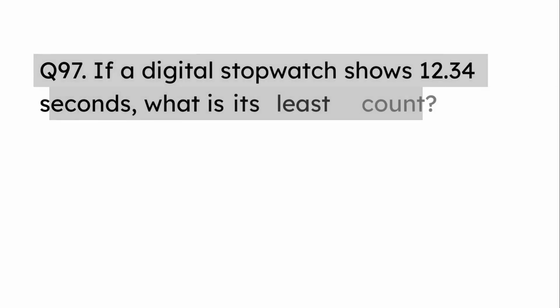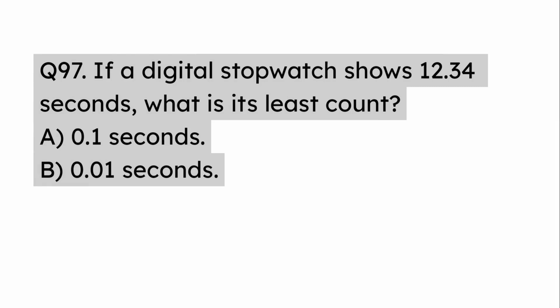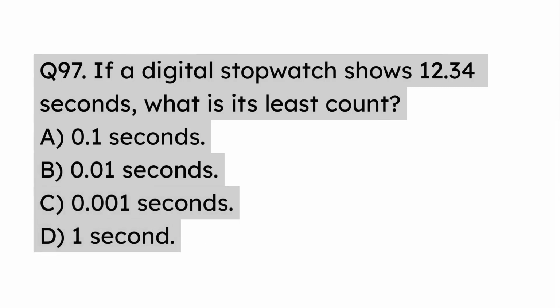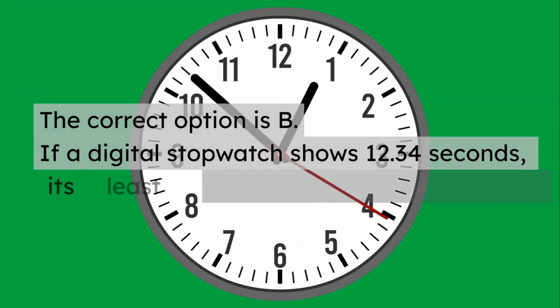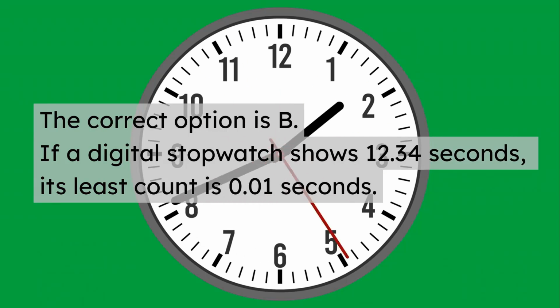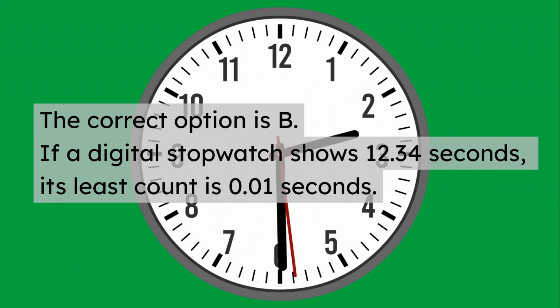Q97. If a digital stopwatch shows 12.34 seconds, what is its least count? A. 0.1 seconds, B. 0.01 seconds, C. 0.001 seconds, D. 1 second. The correct option is B. If a digital stopwatch shows 12.34 seconds, its least count is 0.01 seconds.